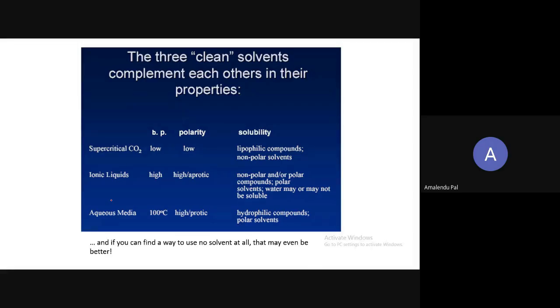Let's see. Another thing: if you can find a way to use no solvent at all, that may even be better. That is not always possible. As I told you, we can reduce the environmental problem, but we cannot eliminate it. I told you before. So let's come to the next slide.